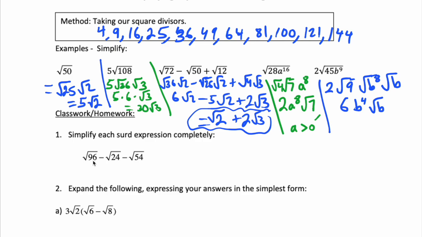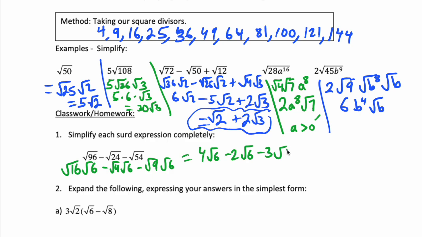So next we got these numbers again, just consult with your list. 64 doesn't go into it, 49, no, 36, maybe 16, is that 7 times 16? That's root 16 root 6, and this is root 4 root 6, and this one is root 9 root 6, so that equals 4 root 6 minus 2 root 6 minus 3 root 6. That's negative 1 root 6, or you can just write it as negative root 6.